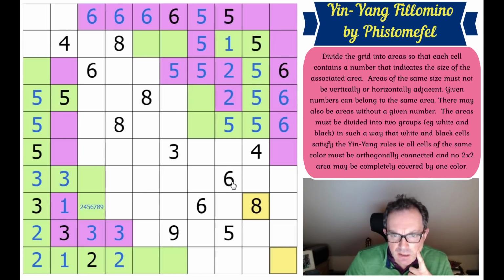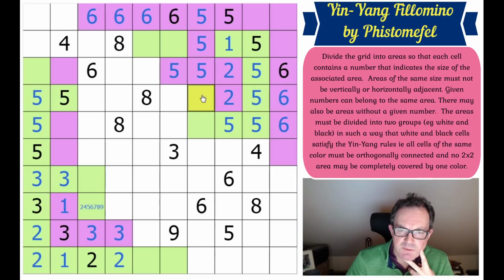Okay, sorry. This can't be part of a 2, so that's part of a bigger number. It can't be part of a 2 because of this.